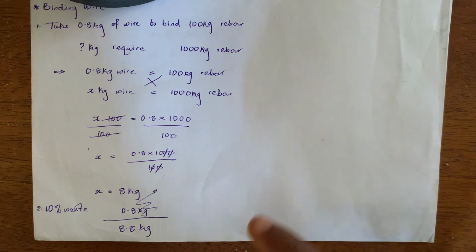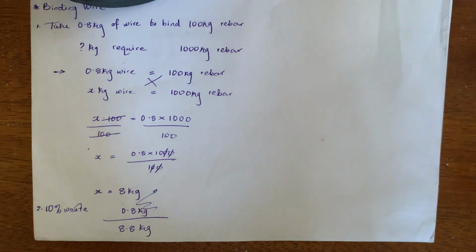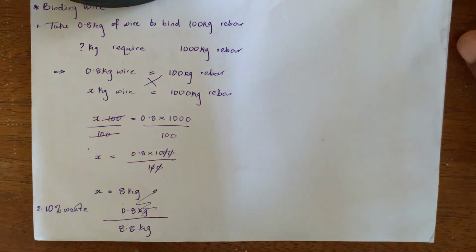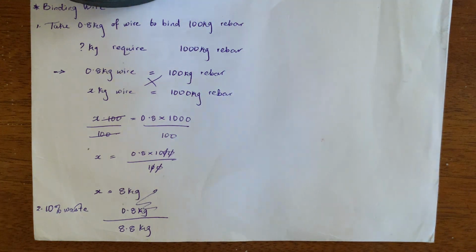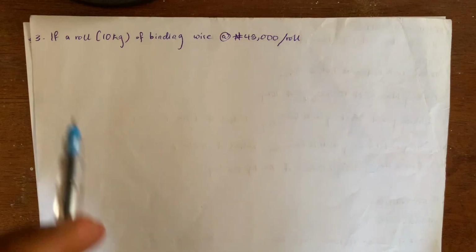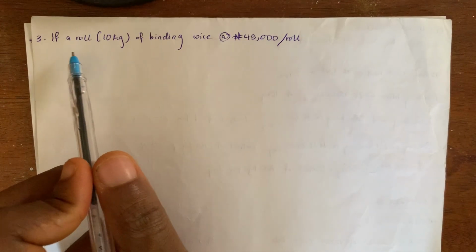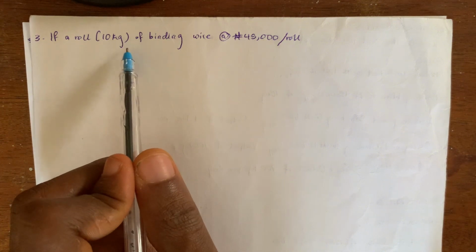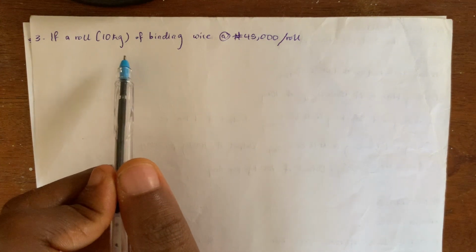Using to what? Bind 1 ton of what? 12 mm reinforcement bar. So after we've gotten how many kg of binding wire we're going to be needing, we can now put a cost on this 8.8 kg of binding wire. So we can now say, if a roll of binding wire, which is 10 kg, remember, a roll of binding wire is equal to what?